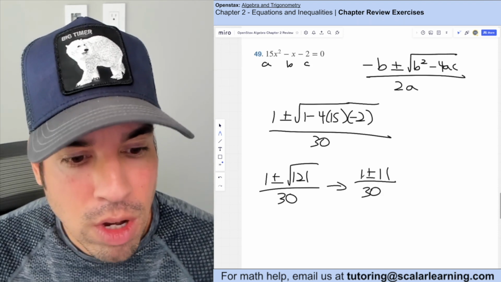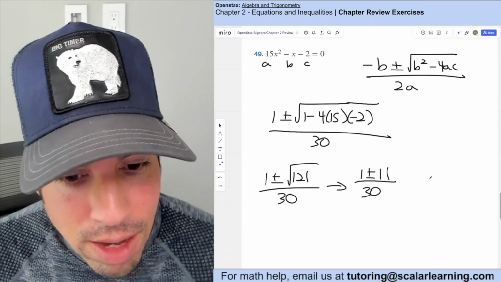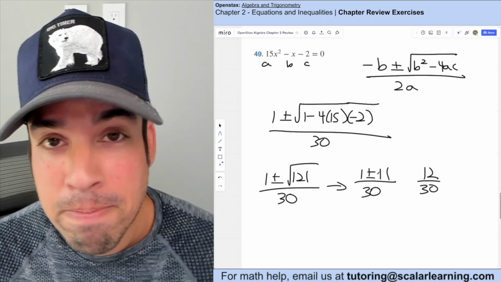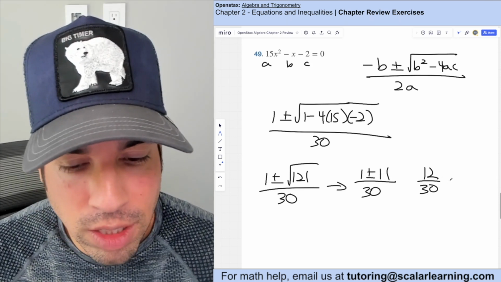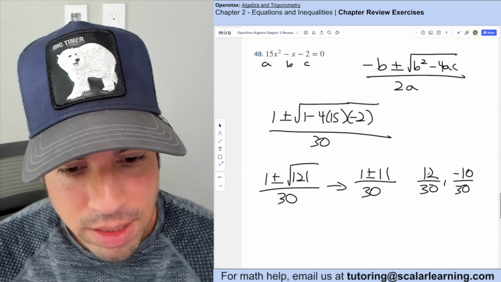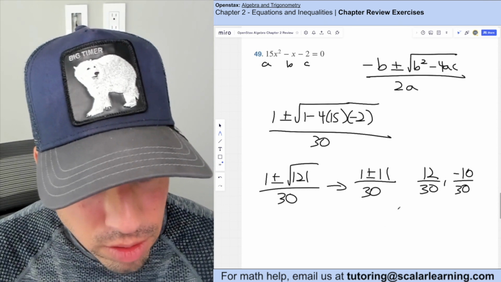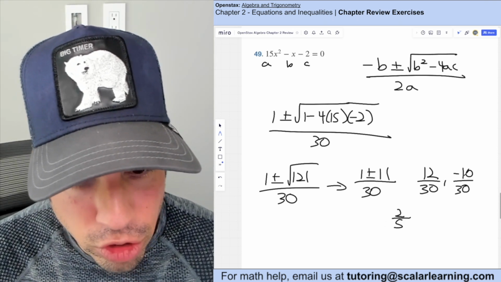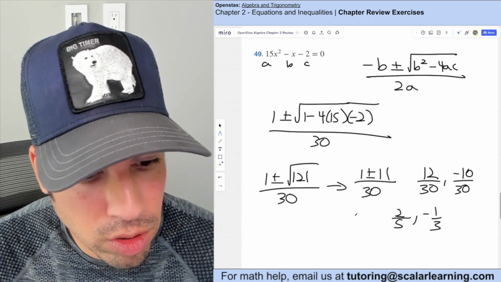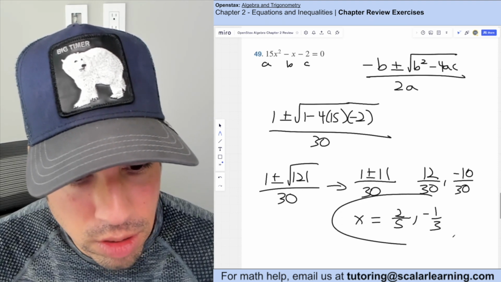So we got two solutions. We got 1 plus 11 over 30, which is 12 over 30. And then 1 minus 11 over 30, which is negative 10 over 30. Now dividing this one by 6 on top and bottom, we've got 2/5 as one solution. This one dividing by 10 on top and bottom, and negative 1/3. So these are the two solutions, done.